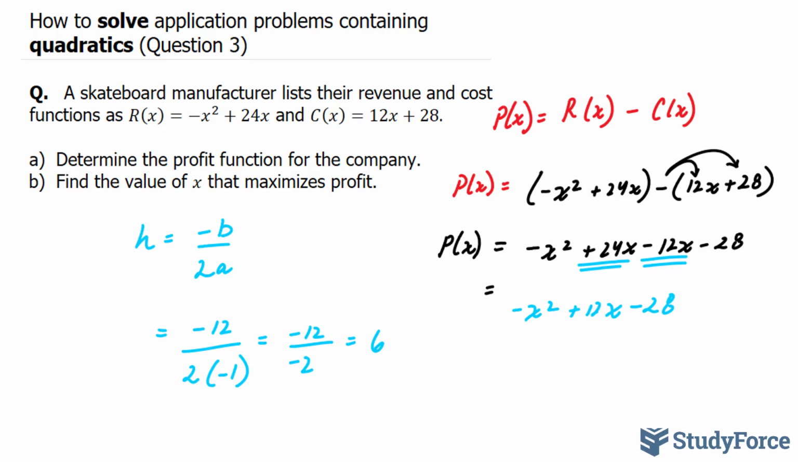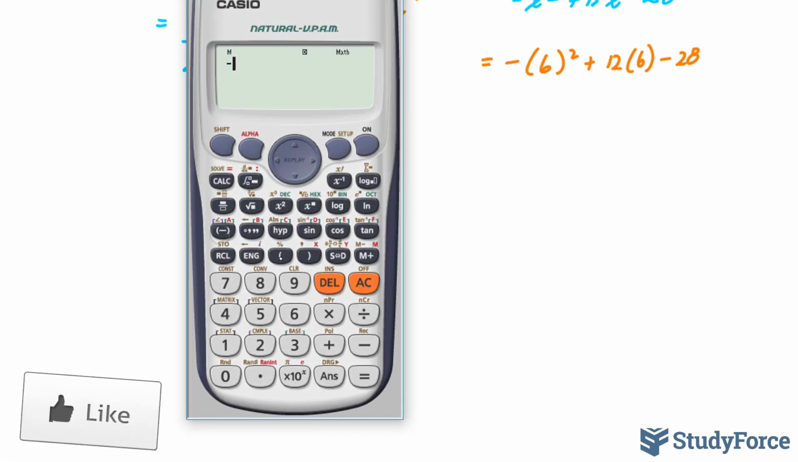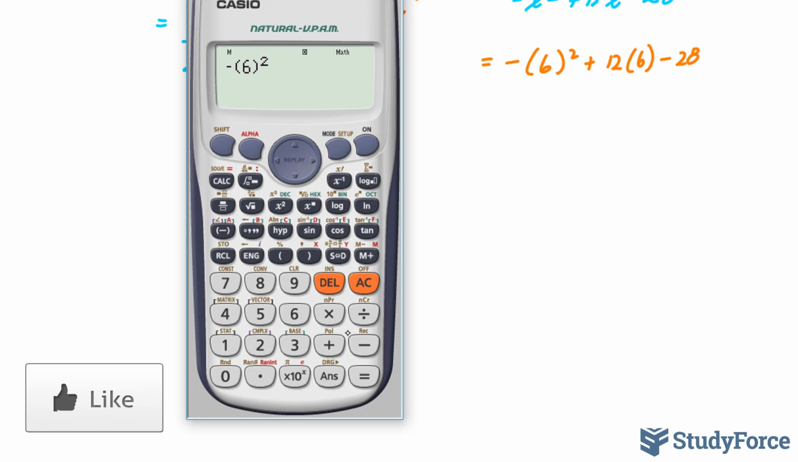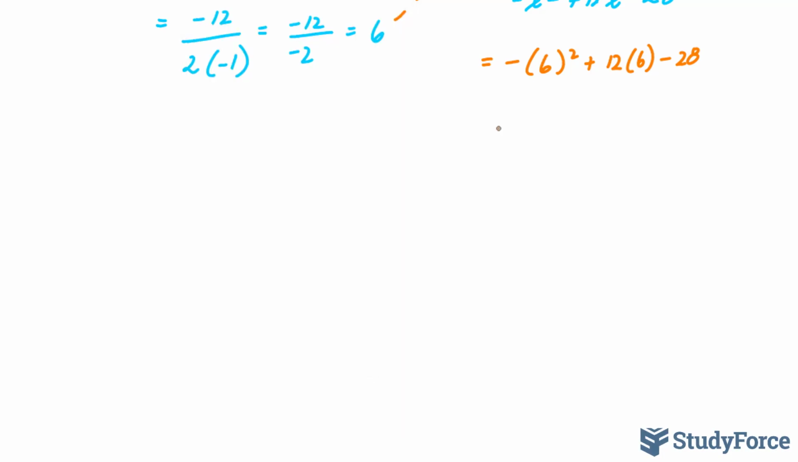Now we still need to find the y-coordinate. So we're going to take this positive 6 and plug it into this x, where we end up with negative bracket 6 to the power of 2 plus 12 bracket 6 minus 28. Using our calculator, negative bracket 6 to the power of 2 plus 12 bracket 6 minus 28. And this gives us a y-coordinate of 8. So our vertex is at 6 and 8.